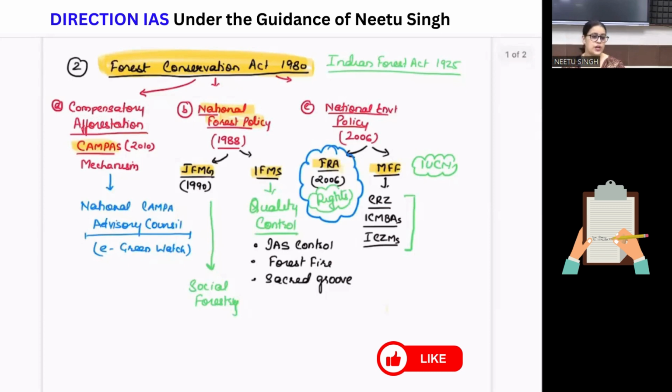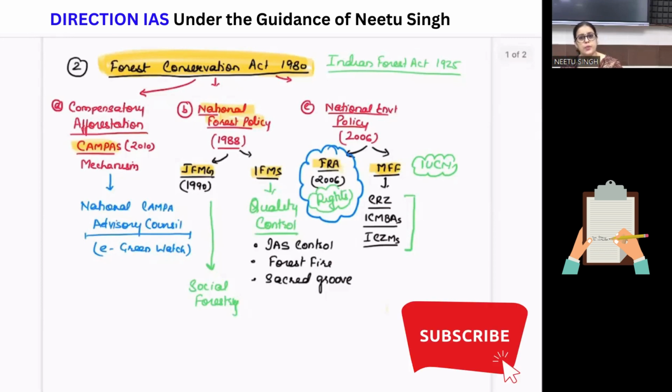This is the flowchart on which we closed down yesterday. What are the dimensions of forest conservation in India? The Forest Conservation Act 1980 was a revamped version of the Indian Forest Act 1925. The Forest Conservation Act 1980 marked the beginning of compensatory afforestation. Compensatory afforestation was compensating the diversion of green for non-green purposes.